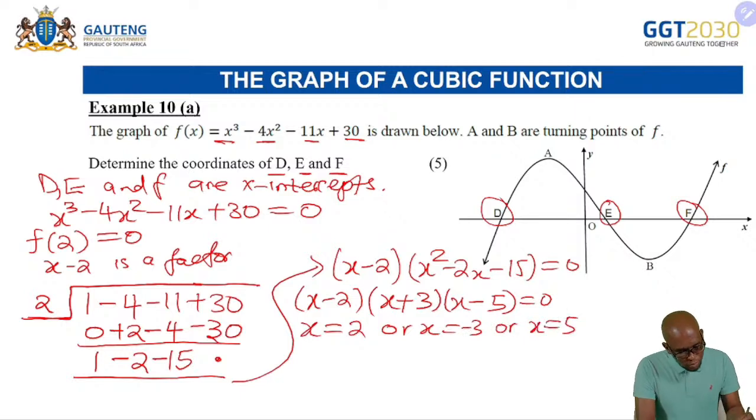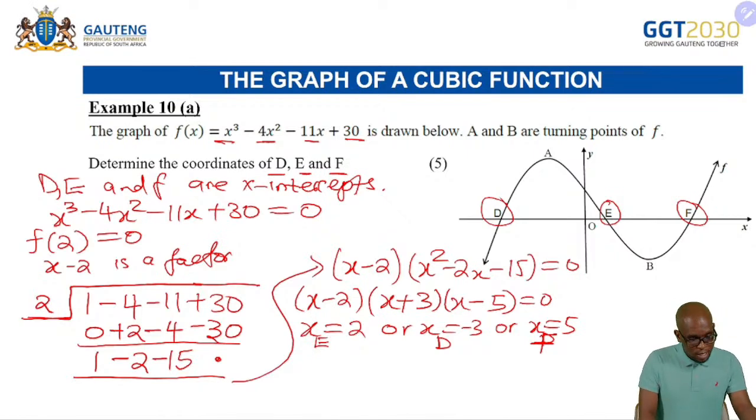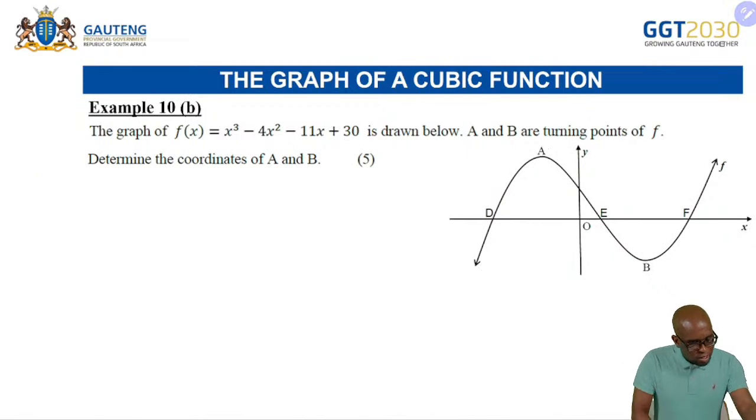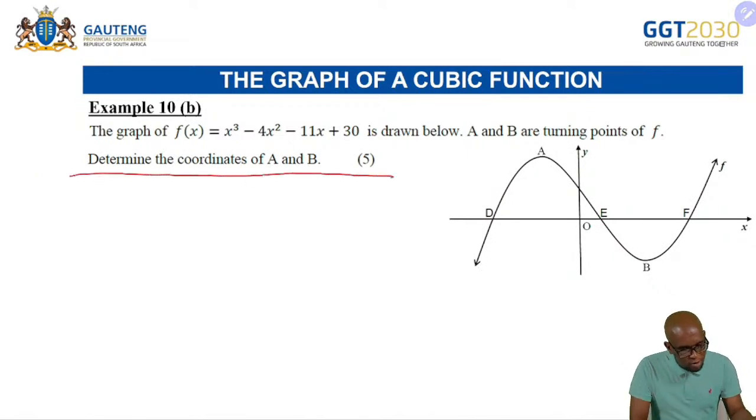Now at D, x is negative, so this is x at D. At F, and then x equals 2, this is at E. So that's how you get these values here. Right, moving on, the graph of this, and then they say determine the coordinates of A and B.